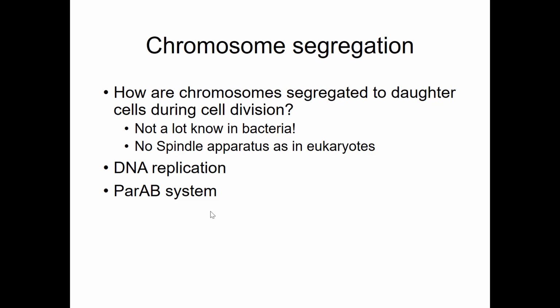In eukaryotic cells, there's a spindle apparatus. However, there's no spindle apparatus identified in bacteria. However, I will tell you about what we do know about chromosome segregation. And part of that includes DNA replication, and then I'll also tell you a little bit about the PAR-AB system.